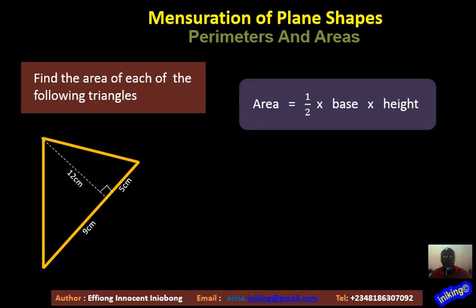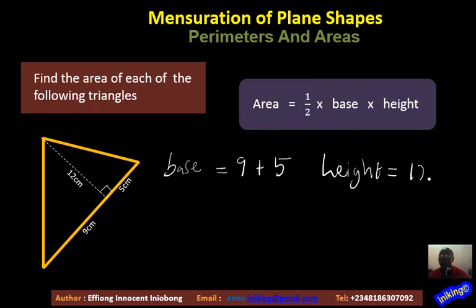Now in the next question, again, you can see the height provided as 12 centimeters. Of course, as we know, the height will always be drawn from one apex to the base. The base in this case will be 9 plus 5, and that will give us 14. So I'll say my base is what? The base in this case is 9 plus 5. And the height, you will agree, is given as 12 centimeters.